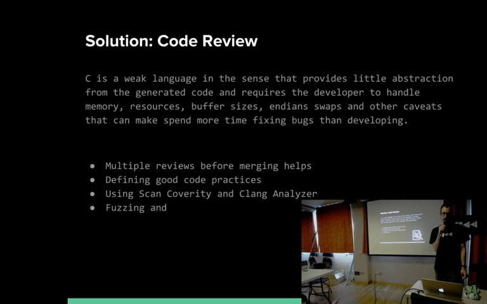And there are problems like, for example, different endians, buffer sizes, handling different resources. The stack size can be different for each system, and you cannot identify the size of it, so you cannot rely on being sure that the stack is not getting overflowed or stuff like that. So it requires multiple reviews, defining good code practices, using Scan Coverity and the Clang analyzer a lot, and well, fuzzing and testing.